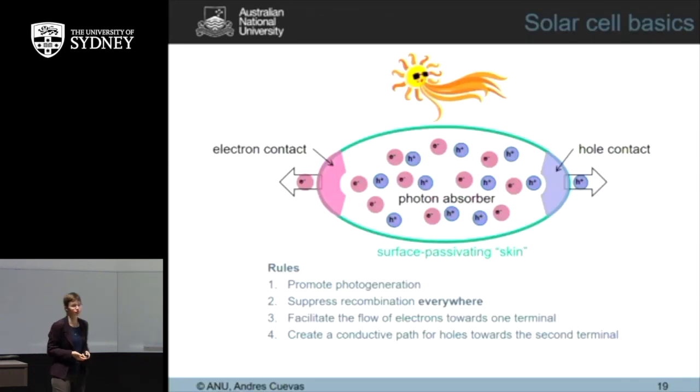Then if you want to design the solar cell, you obviously want to promote photogeneration, so you want electrons to be excited by the sunlight coming in. You want to suppress recombination. That means you don't want the electrons to recombine with the holes, because then you get nothing. You want to allow the electrons to go in one direction, and you want the holes to go in another direction. So this is what you need to do in order to design an efficient solar cell.